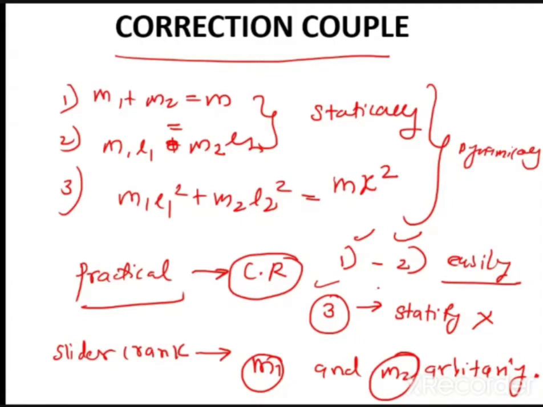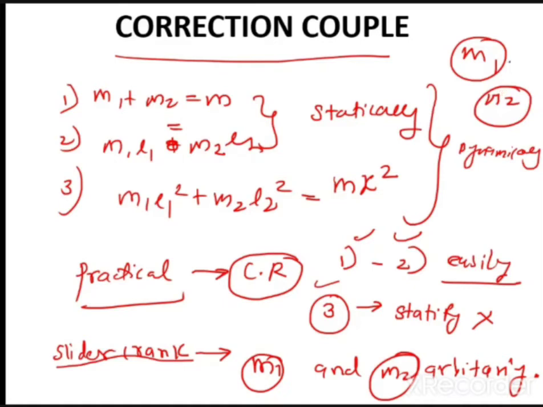I have to satisfy all the three conditions, but in a practical case, most of the time, for example in a slider crank mechanism, I have to select M1 and M2 arbitrarily. Because I know what M is: M is the mass of the rigid body, let us say the connecting rod. Now I have two masses at the small end and the big end. So I don't know exactly what M1 and M2 are, so I am selecting M1 and M2 arbitrarily.